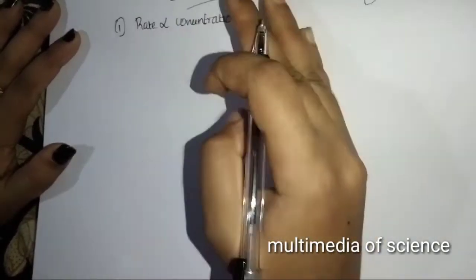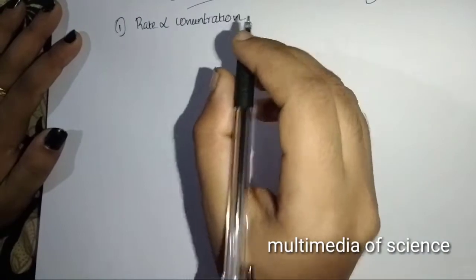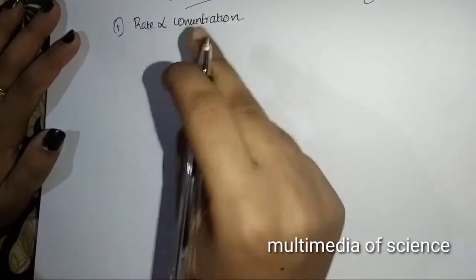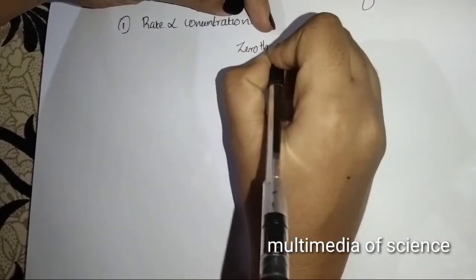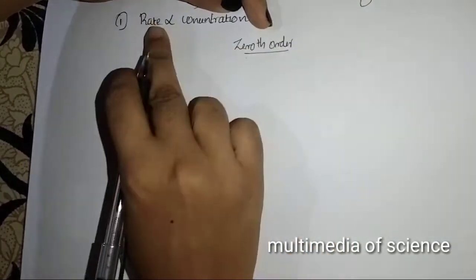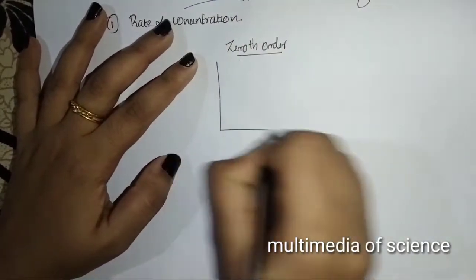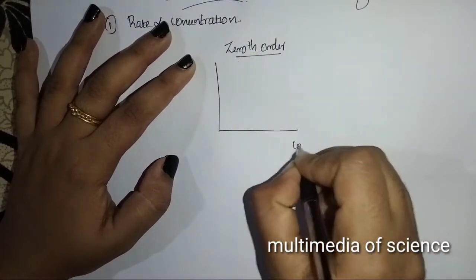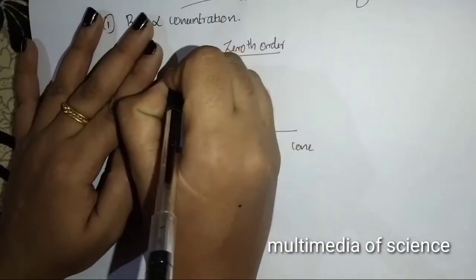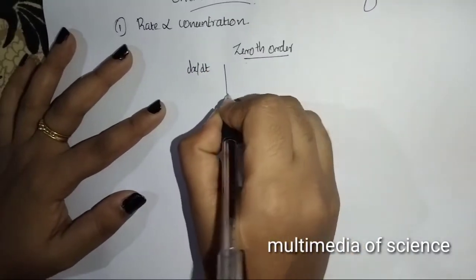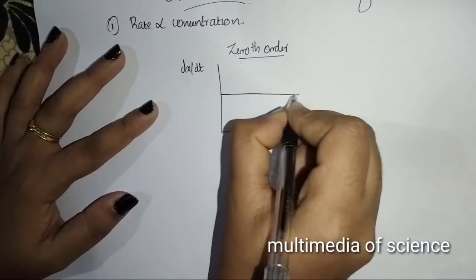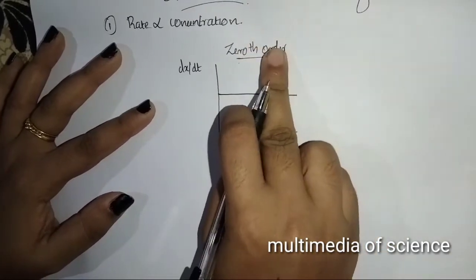So zeroth order, first order, second order. These three graphs are discussed here. The first one is about the zeroth order reaction. How is the rate versus concentration graph? For the zeroth order reaction, the rate versus concentration graph is like this. On the x-axis is the concentration and on the y-axis is dx by dt, that is the rate, and this is a straight line. This is the graph for the zeroth order reaction.